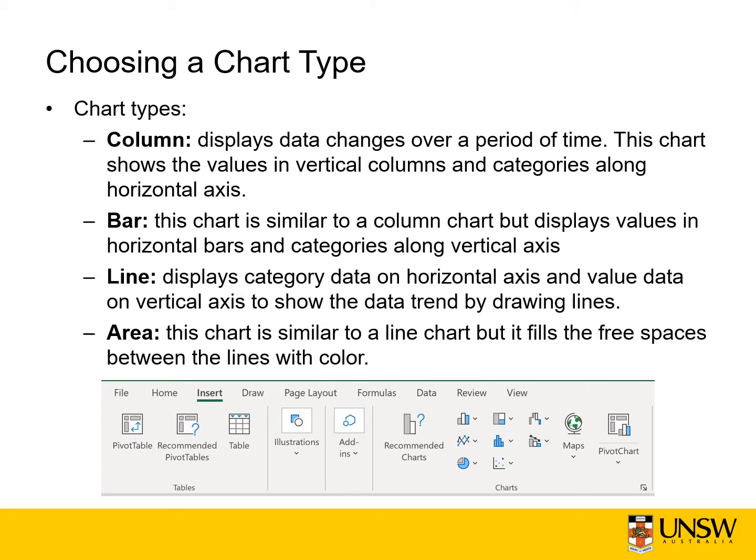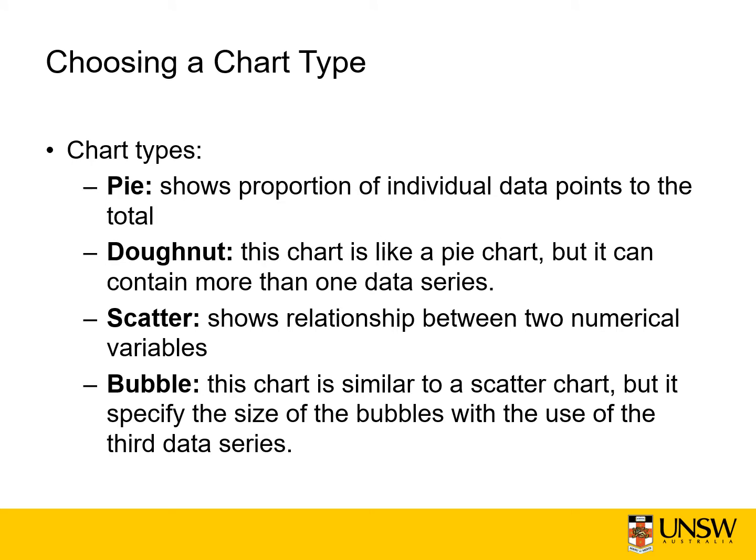Line chart displays category data on the horizontal axis and the value data on the vertical axis. It is used to show continuous data to depict trends over time by a line for each set of data. Area chart is similar to the line chart. However, the area chart displays colors between the lines to help illustrate the magnitude of the changes. Pie chart shows proportion of individual data points to the total or whole of all the data points.